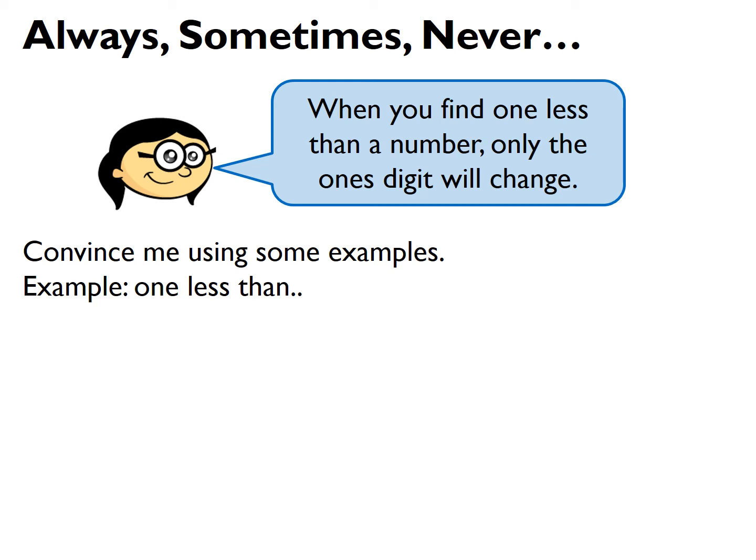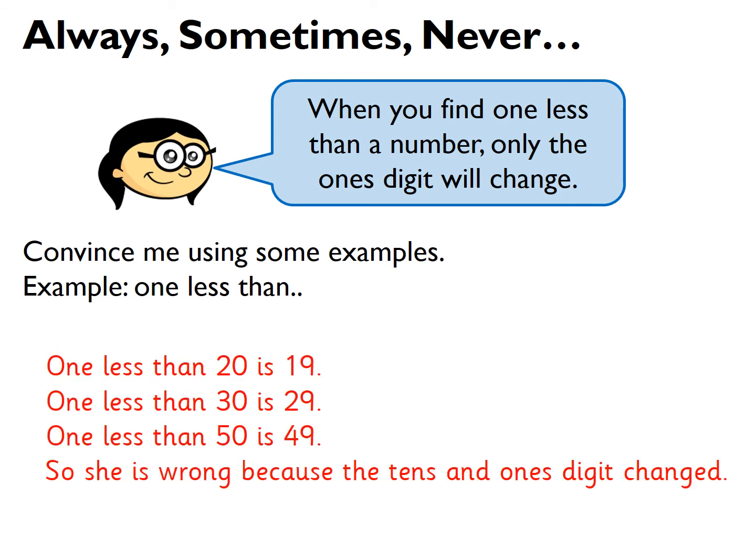Right, okay, so hopefully you realised that she is wrong, because for some numbers, if you did one less than, both digits will change, the tens and the ones. So I went to 1 less than 20, which is 1 ten and 9 ones, 19, so the tens and the ones changed. And then I used the pattern again to prove it. 1 less than 30 is 29, 1 less than 50 is 49. So in those instances, both the tens and the ones changed. But that was a tricky question, because most of the time, it is just the ones digit that's changing.